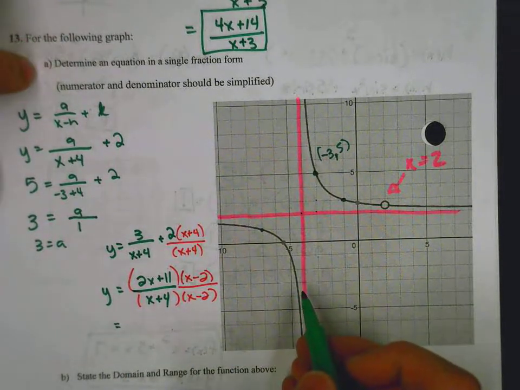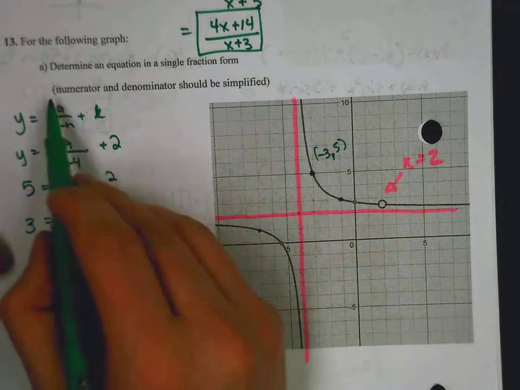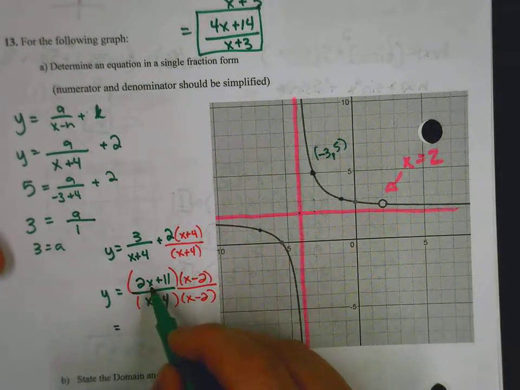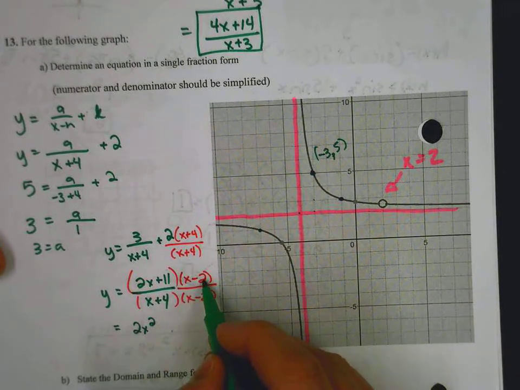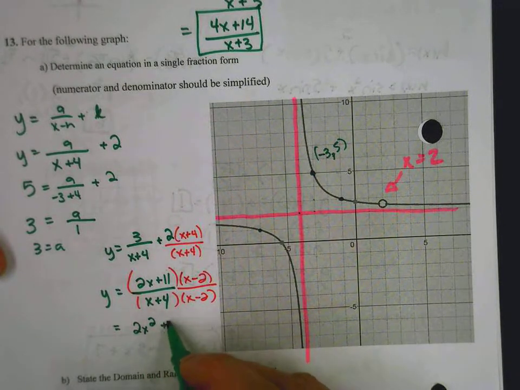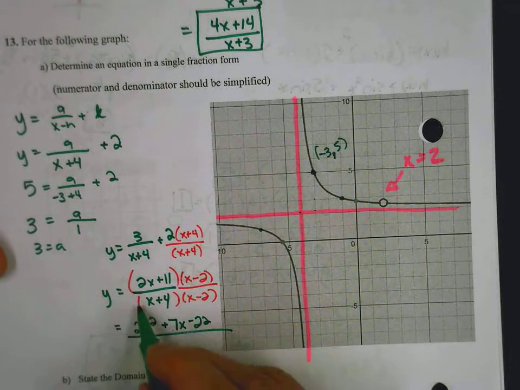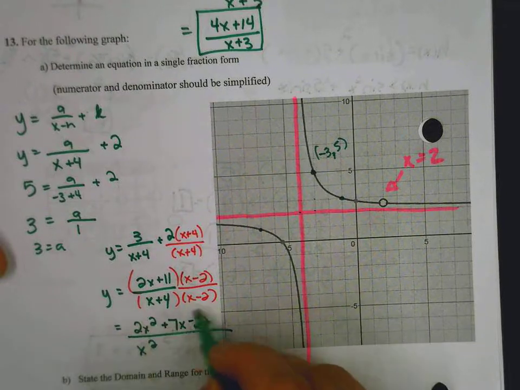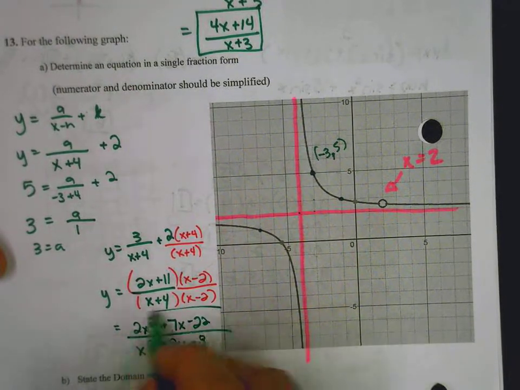Now we've got the point of discontinuity introduced back in, and for a final answer we need to determine a single equation in a single fraction form. Numerator and denominator should be simplified. There will be a 2x squared. There will be a -4x plus an 11x minus a 22. An x squared minus a 2x plus a 4x minus an 8x. And there will be your final answer.